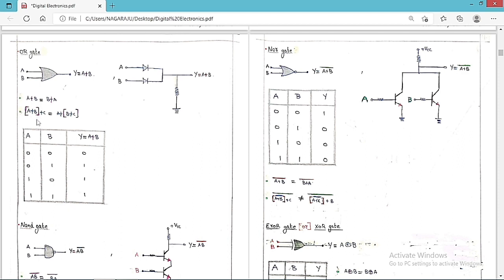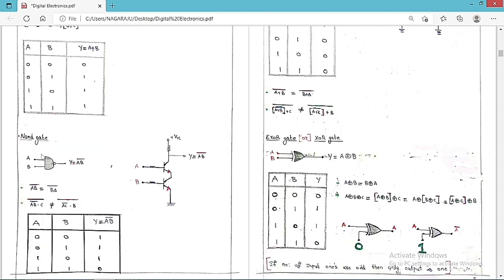Now here, A plus B whole plus C is equal to A plus bracket of B plus C. This is called the associative property. Even this is also true. So we can say the OR gate satisfies both the commutative property and also the associative property. So this is the symbol, this is the circuit diagram, these are the properties satisfied by the OR gate, and this is the truth table.